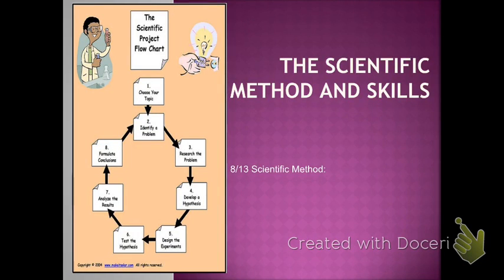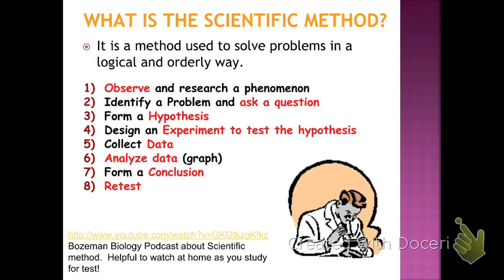All right, so in this recording, we're going to specifically talk about the scientific method. The scientific method is used to solve problems in a logical and orderly way. It's a way we approach problems in science. And there are 8 steps.